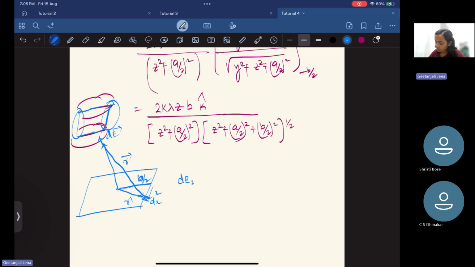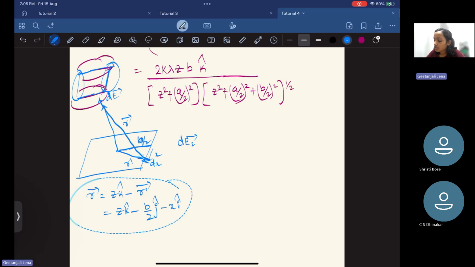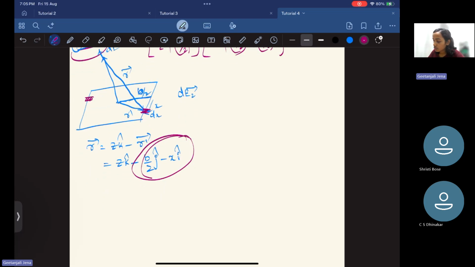So dE2, R will be ZK cap. Similar to the previous step, it will be ZK cap minus R prime and ZK cap minus B by 2 J cap minus XI cap. And similarly, for any length element here, you also have a length element here which will cancel this I cap and J cap component. So that is why we won't include these two parts, only the Z part we will include.